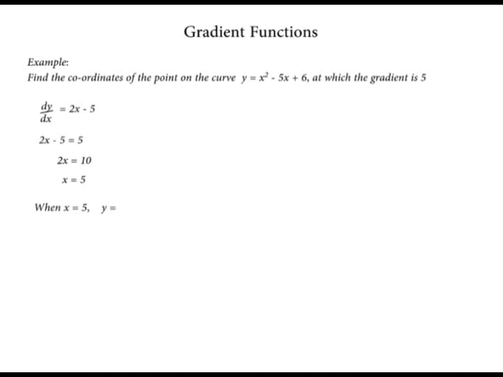Notice that dy over dx is 2x minus 5. It is not y. Y is equal to x squared minus 5x plus 6. So to get the corresponding value of y, we substitute the value of x into the equation that contains y. So we shall have y is equal to 5 squared minus 5 times 5 plus 6. Y is equal to 25 minus 25 plus 6, and y is equal to 6. So the coordinate of that point will be 5, 6. X is 5 and y is 6.